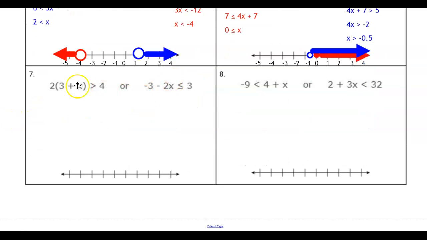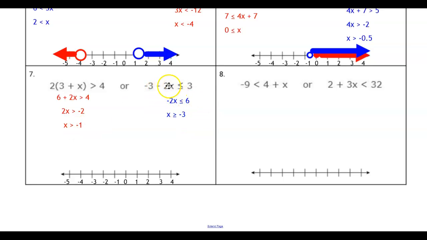We're solving each of these individually and then graphing them on the number line. Here we go. And here we did the distributive property to get 6 plus 2x is greater than 4. Then we're moving that 6 to the other side and dividing both sides by positive 2. Since I divided by a positive number, the inequality stays the same. X is greater than negative 1.